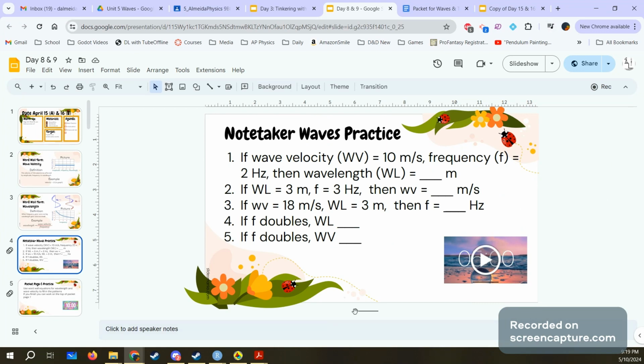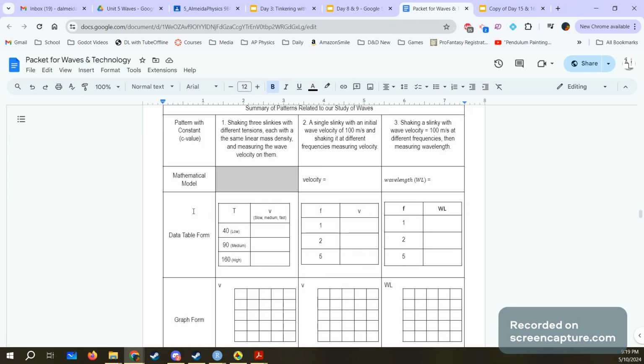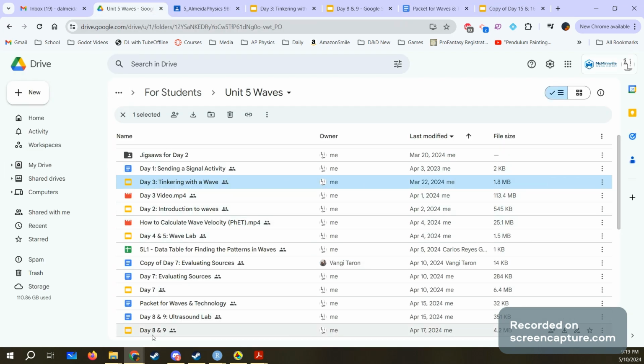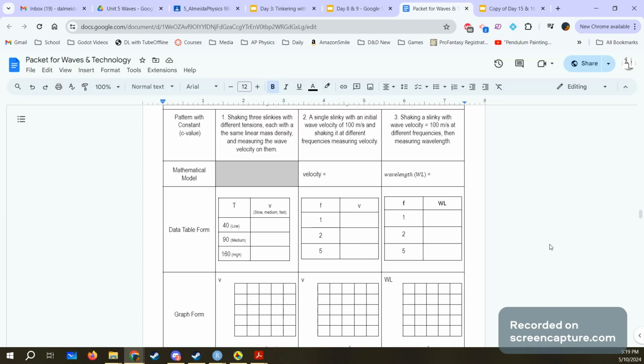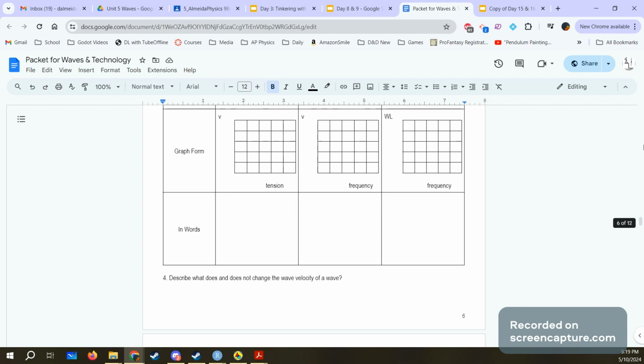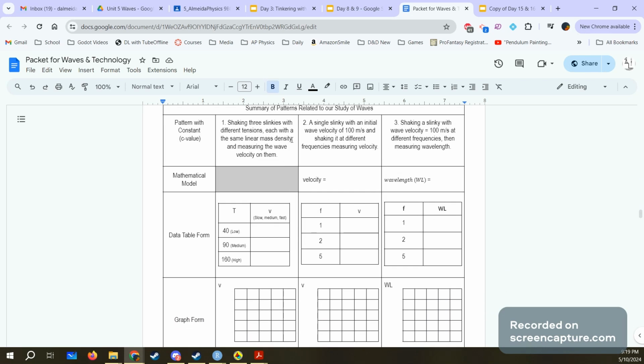There are some practice problems that you could take a look at. Again, it's talking about the packet page 6 stuff, so I'm going to go ahead and take a look at the packet. This is just in the Unit 5 drive. I'm scrolling around here, and we're looking at this packet for waves and technology, down over here at page 6 of 12. This is the worksheet that a lot of you did in class.